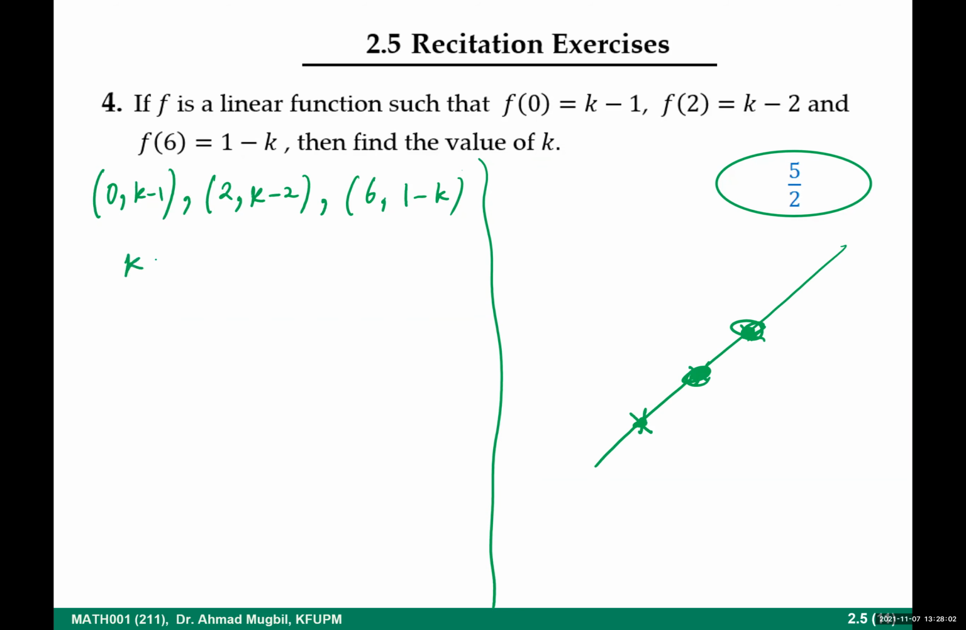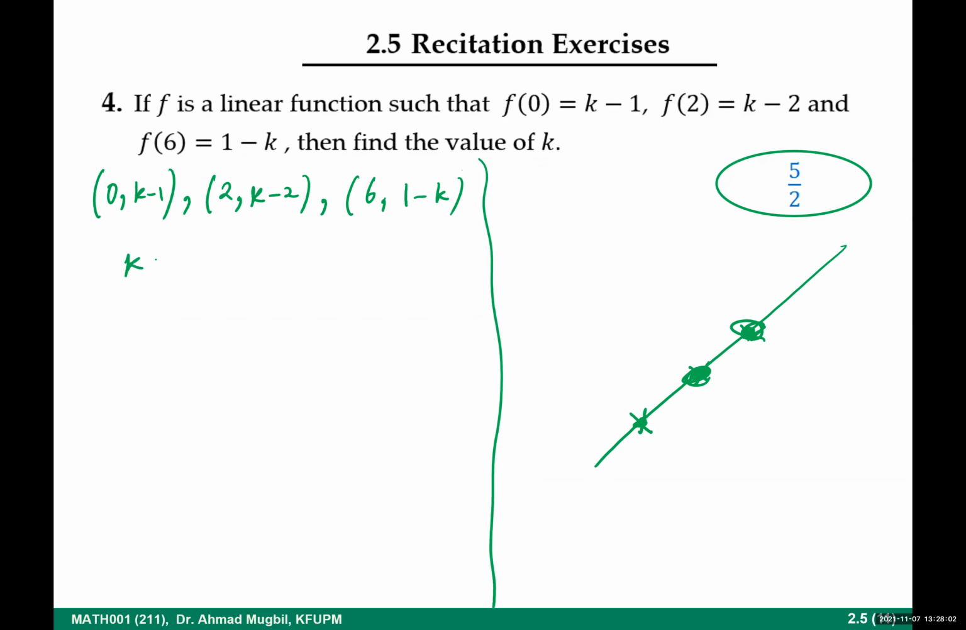Whatever, I don't know if the slope is positive or negative. I'm talking about any line, whatever it is, like that or like that. Anyway, what I meant is that the slope will be the same regardless of the points that you are going to use.